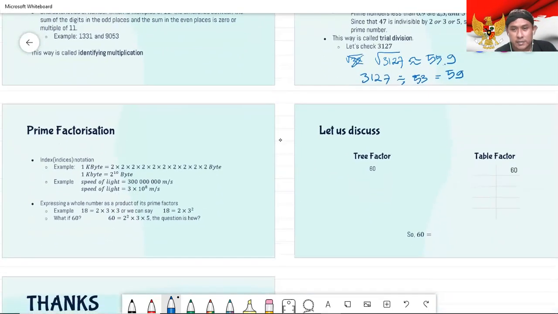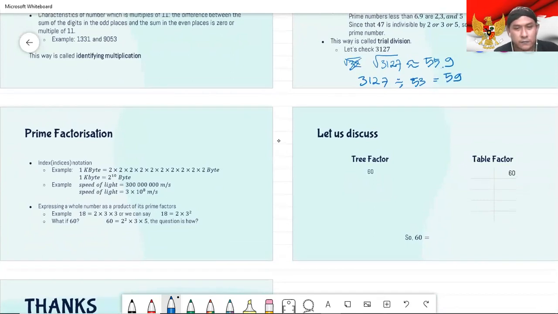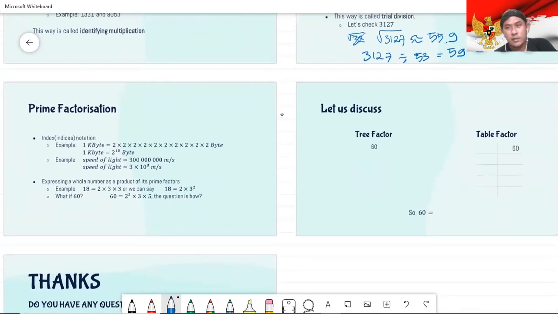Okay. Now, let's go to the next lesson of prime numbers. In prime numbers, we usually use them for prime factorization. Before we start learning prime factorization, let's learn about indices. If there's a power like this, we call it indices.